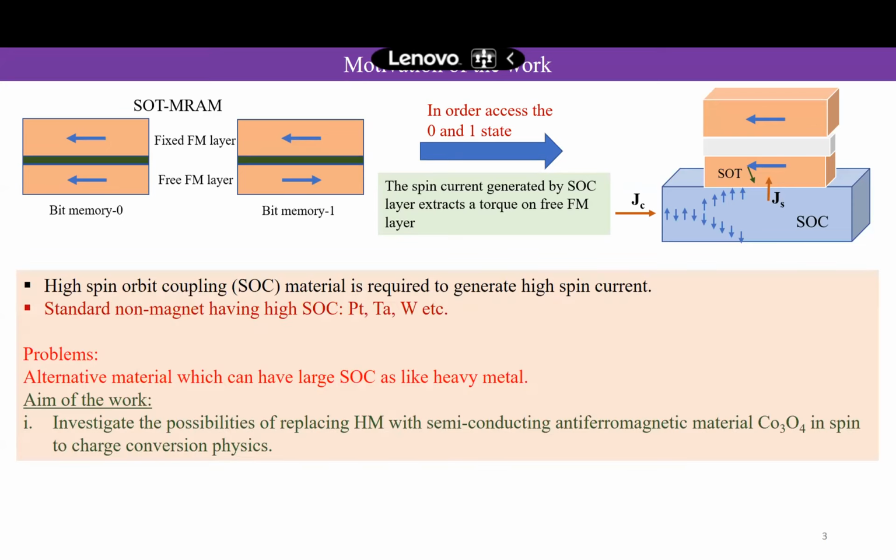So we can understand that the generation of spin current is very essential in this case. When the spin orbit coupling of the material is high, the conversion rate will also be high. The standard non-magnets with high SOC that have been used are typically platinum, tantalum, and tungsten. Here we are trying to look for alternative materials which can also have a high spin orbit coupling. So in this work, we are investigating the possibility of replacing such spin orbit coupling heavy metals with an antiferromagnetic material, Co3O4.